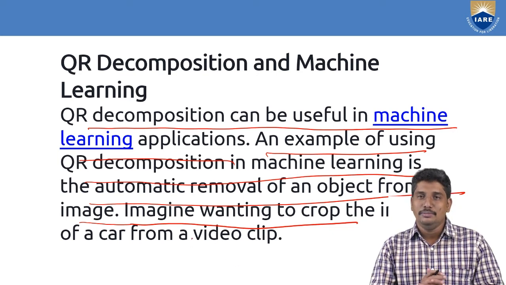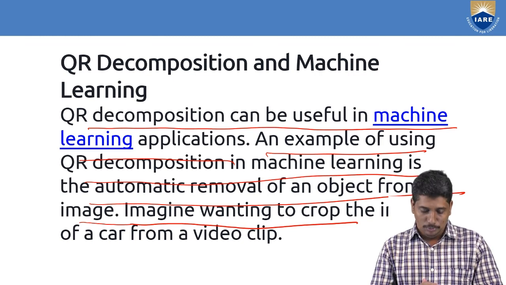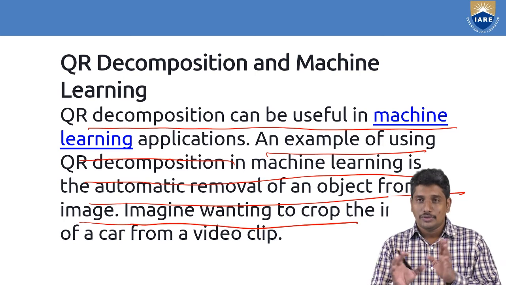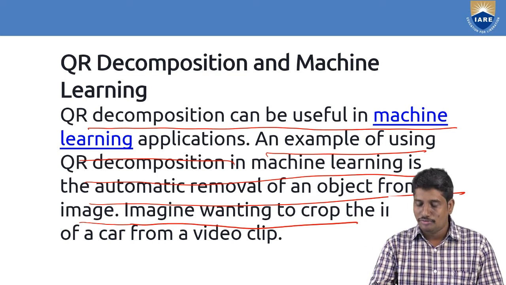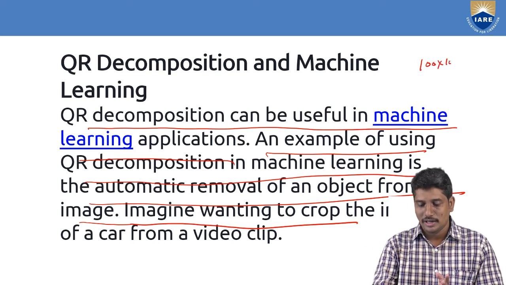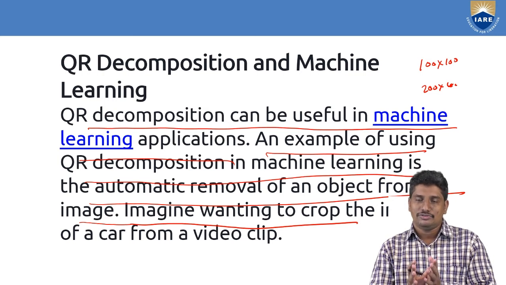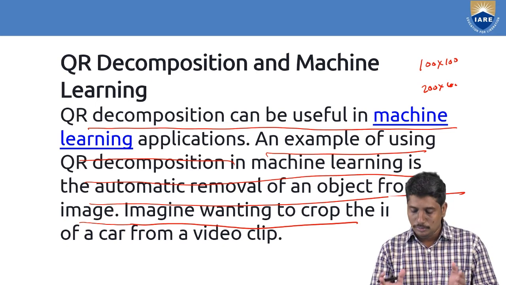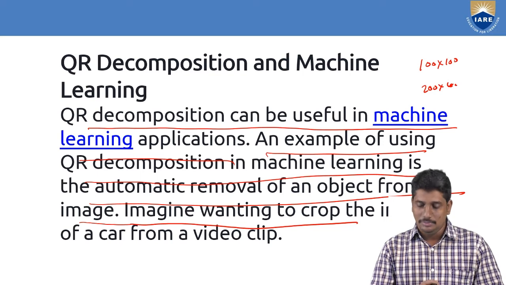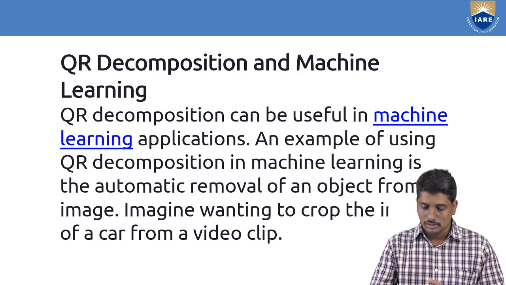That means we can crop the image and we can remove some unwanted or unnecessary object with the help of QR decomposition. Because every image is nothing but a matrix which is expressed in the form of pixels, like 100 by 100 pixels, 200 by 400 pixels. So every image can be understood as a matrix in terms of columns and rows as pixels. So with the help of QR decomposition, we can remove an unwanted object from the image. Let us see a small example and we'll close the class.